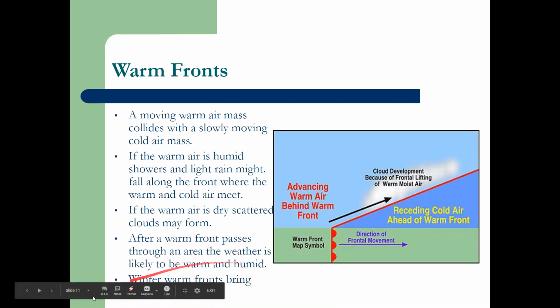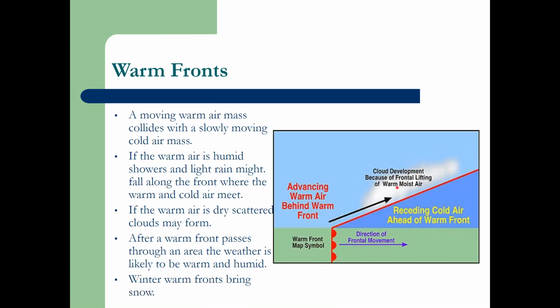Oh, in winter, warm fronts can bring snow. So again, snow is a hard thing to think about, but when it's snowing, it's actually technically warming the air a little bit. So warm fronts, if they have a lot of moisture in them in the winter when they come through, can have a little bit of snow.